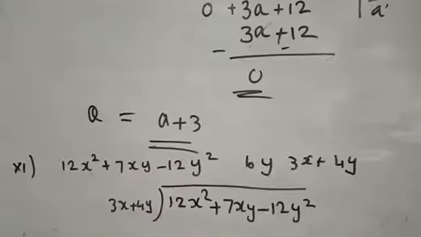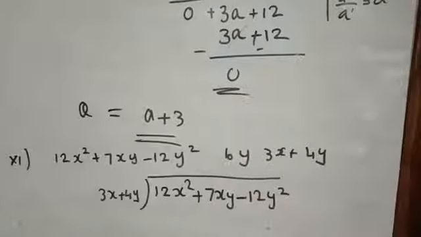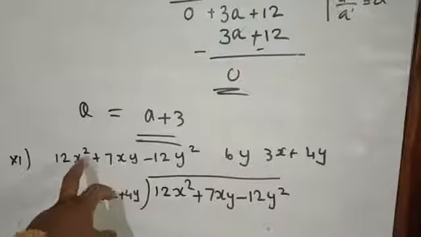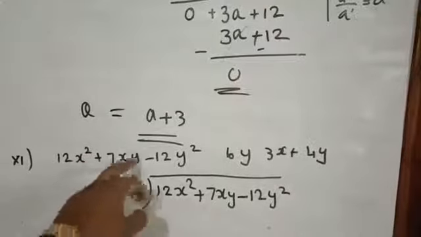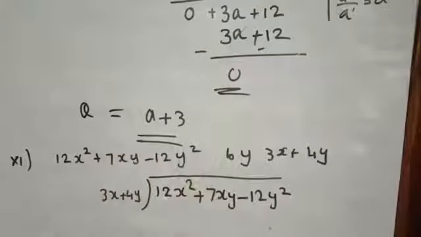So this one can be arranged in any form. All are degree 2, you know. This is degree 2. Here x1, y1, 1 plus 1, degree 2. Here also degree 2. So no need to arrange this one. 12x square plus 7xy minus 12y square. Same way you can write. Divided by 3x plus 4y.